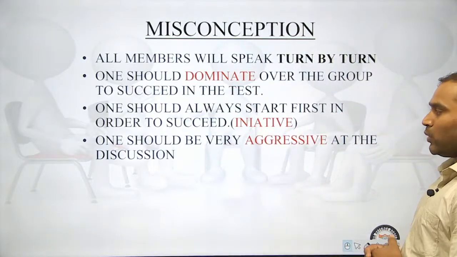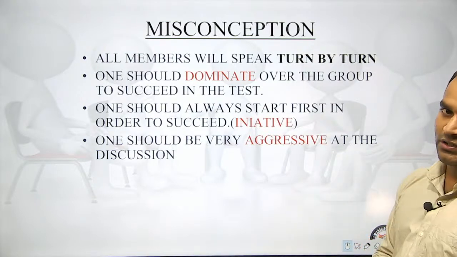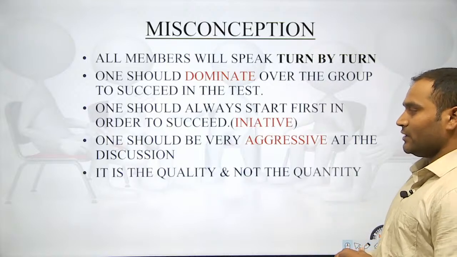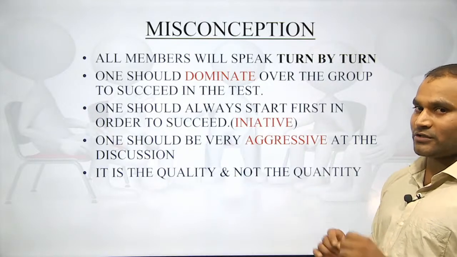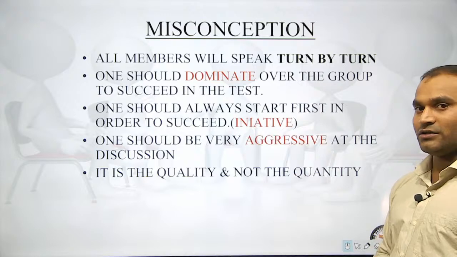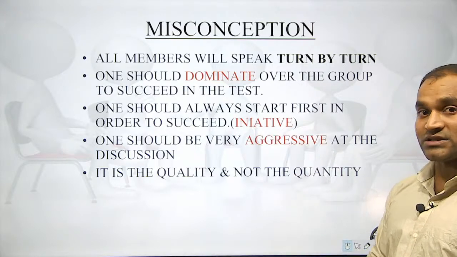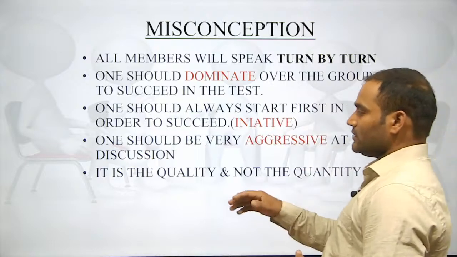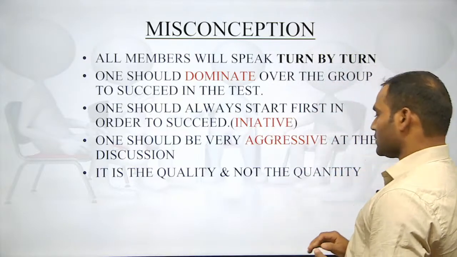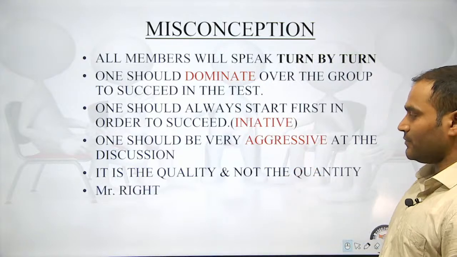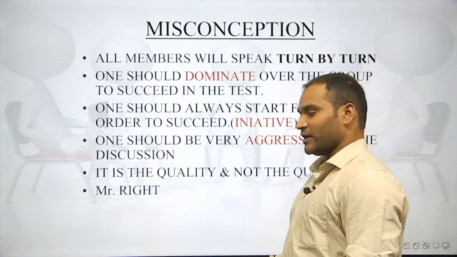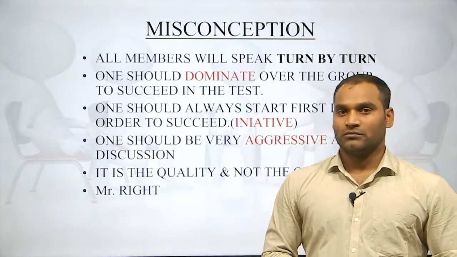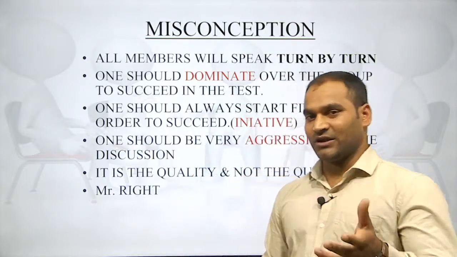The next is that one should be very aggressive about their opinion, of course not. Why? Because we need a person who is tranquil. Last time we discussed the importance of how to manage stress. If somebody is not able to manage stress, he will be aggressive. The next is that it is quality, not quantity. You all must have crammed that. You feel that all the time I should say, okay, you are right, I agree with you, or I agree with your ideas. It is not something like that.